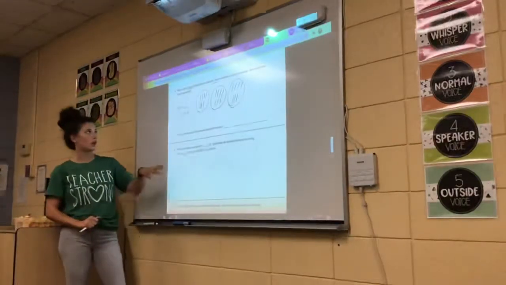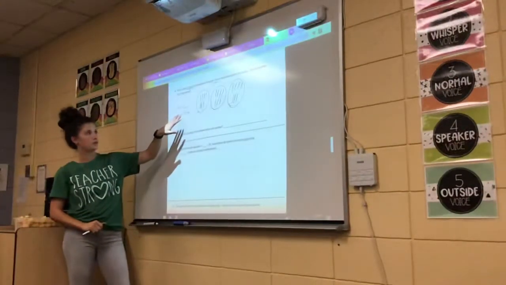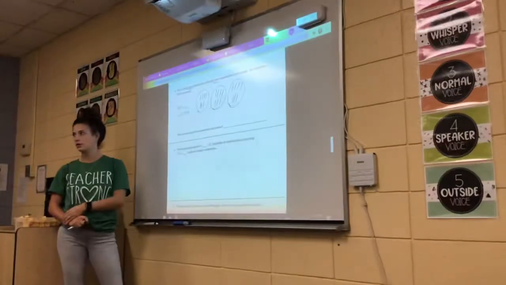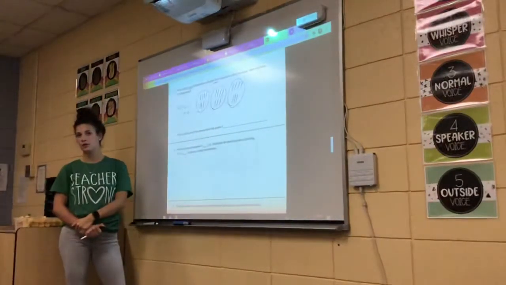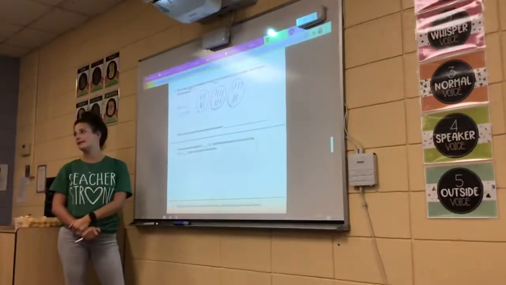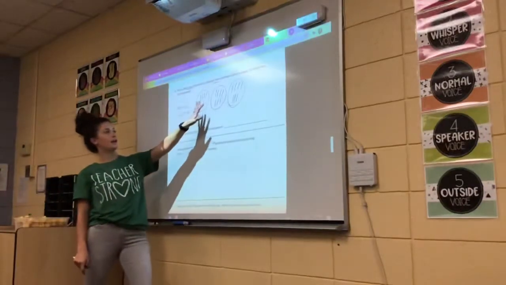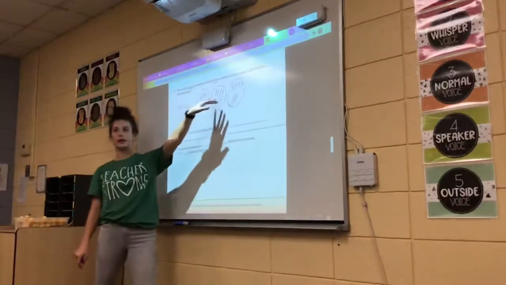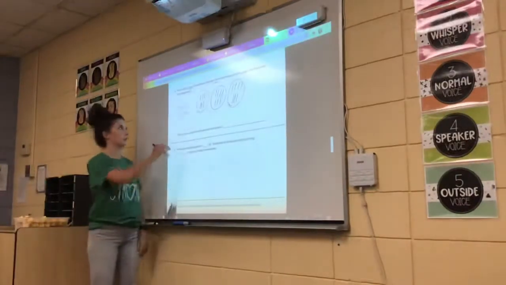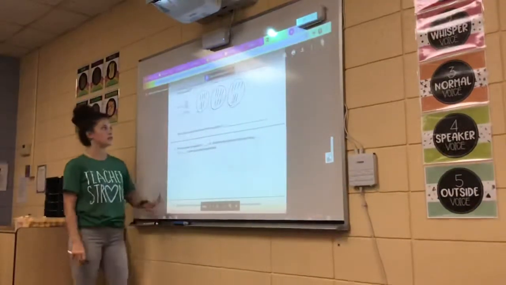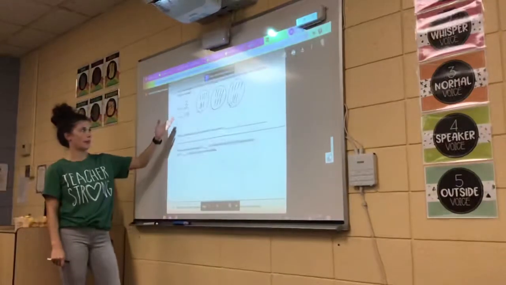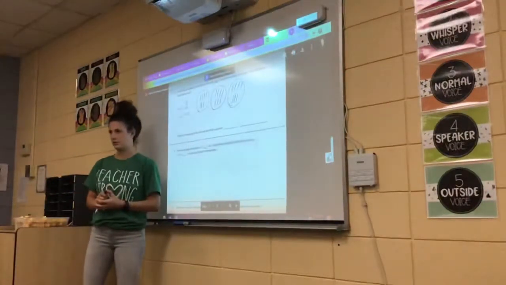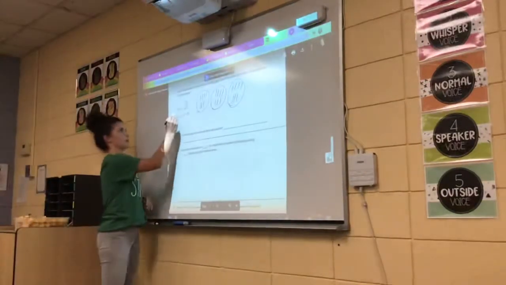Division. So 21 divided by 7 is what? Hayden? We put 21 into groups of 7, and how many groups did we end up with? 3. So 21 divided by 7 is 3. So blank times 7 equals 21. Blake? 3. So 3 times 7 is 21.